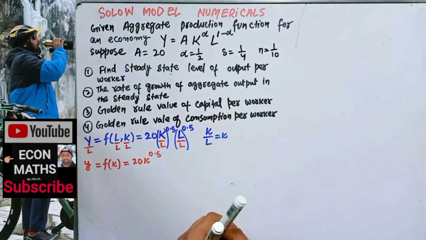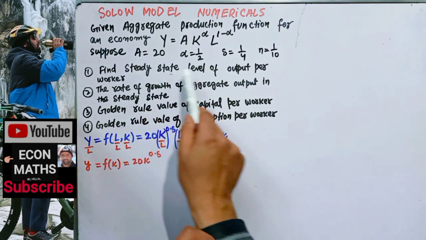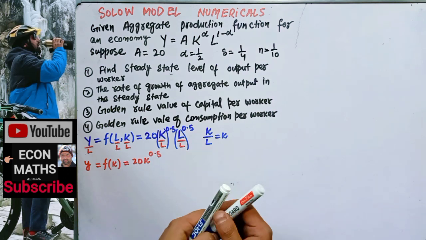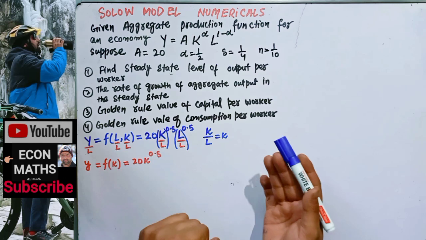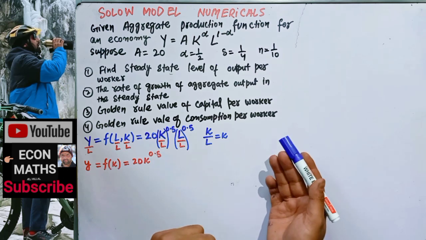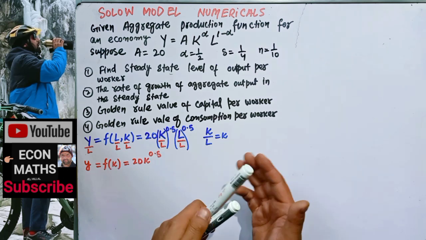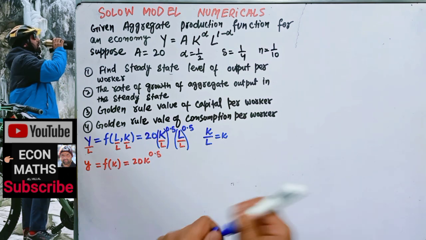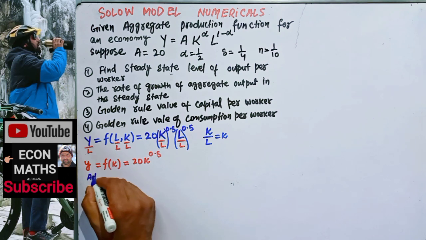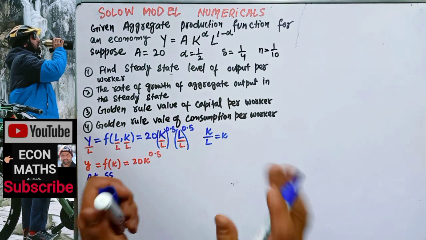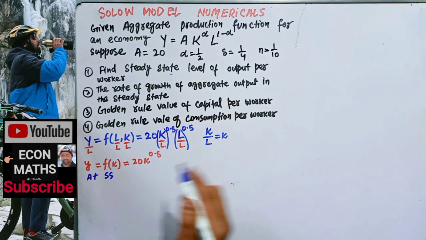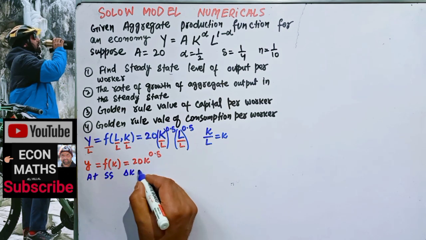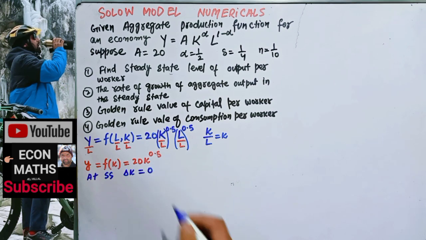Now the first question tells us, find the steady state level of output per worker. By steady state, what we mean is that at steady state capital per worker is not changing. I explained all this in the introductory part of the Solow model, you can check out that video. So at steady state, capital per worker does not change at all. That means change in capital stock in the economy is equal to 0.